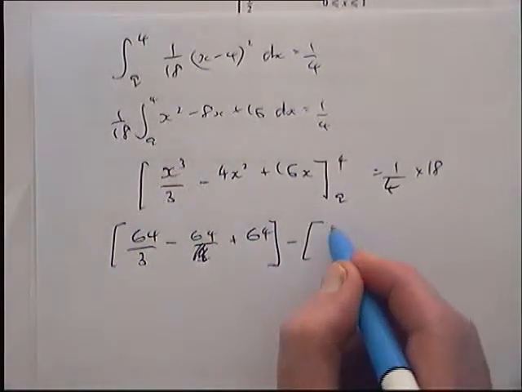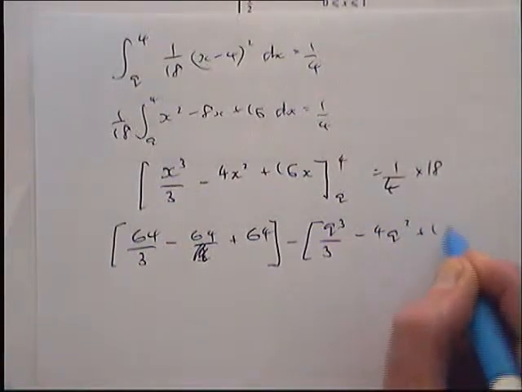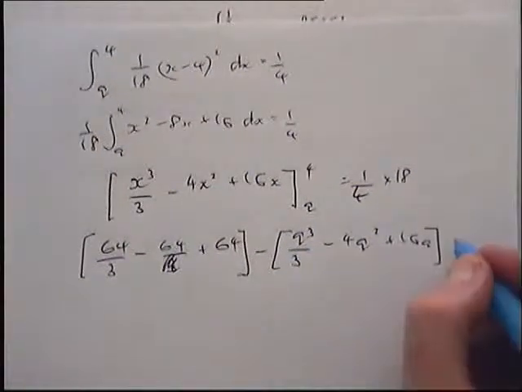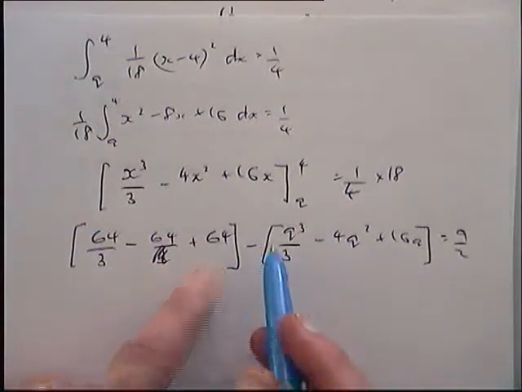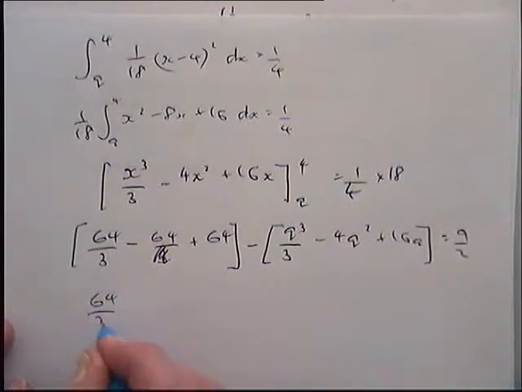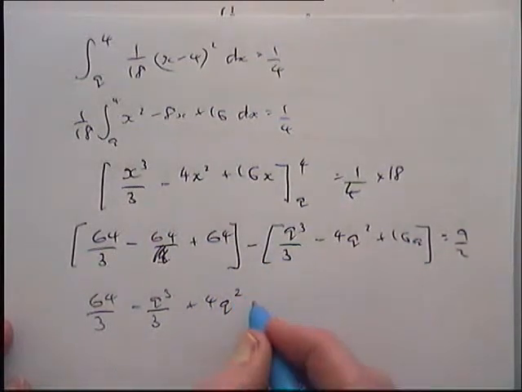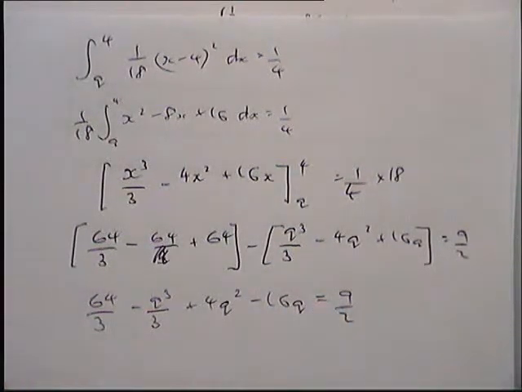And over here, that's going to be q cubed over 3 minus 4q squared plus 16q. And 18 divided by 4 is 4.5, isn't it? Okay, so minus 64 and plus 64 go. So I've got 64 over 3 minus q cubed over 3, minus minus makes plus 4q squared, minus plus makes minus 16q, equals 9 over 2. That's the cubic. Can I just make an assumption that you can just solve those on your calculator?